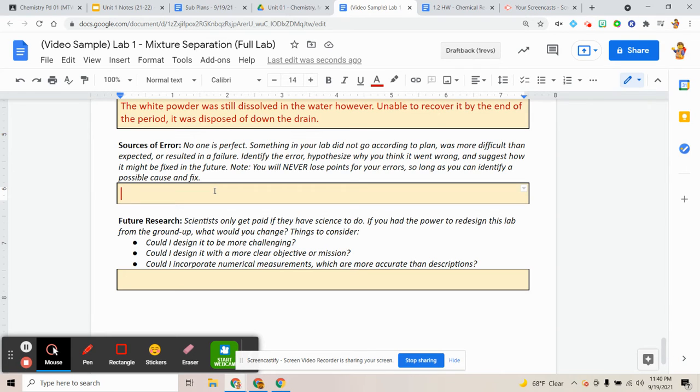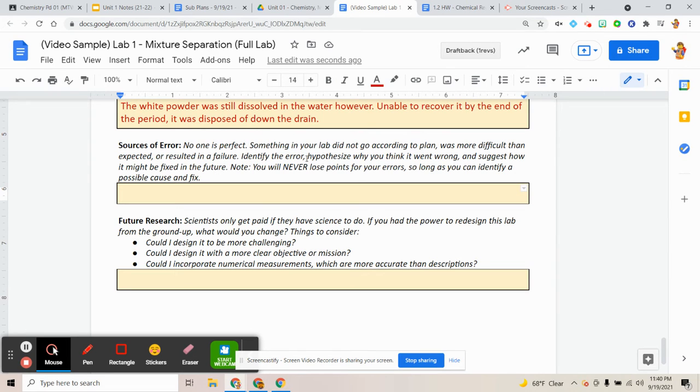Just keep in mind what went wrong and be prepared to talk about it in your lab report. Well, this is where you talk about it, okay? If some mistake happened, write about it here. Tell me what went wrong, how it affected your results, and how you might fix it in the future, okay?